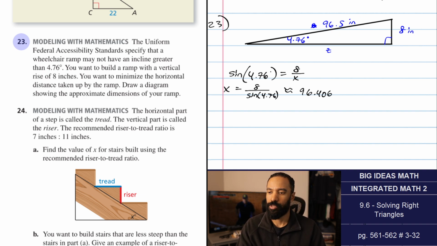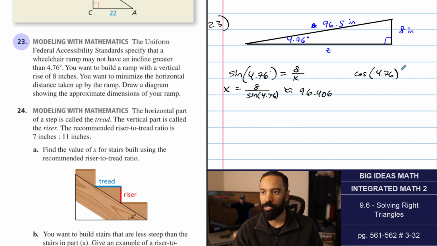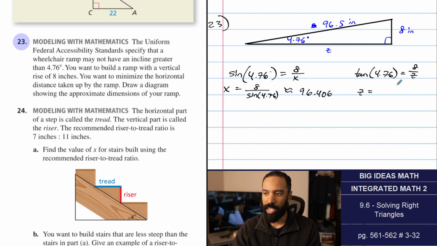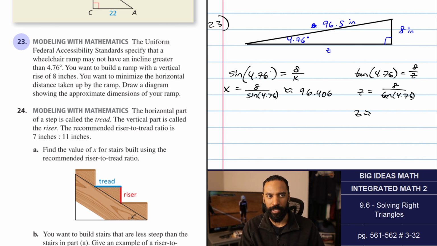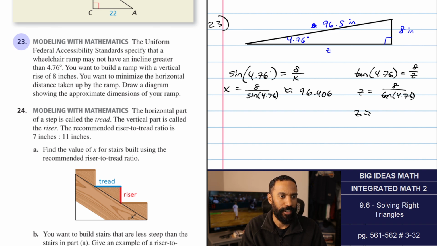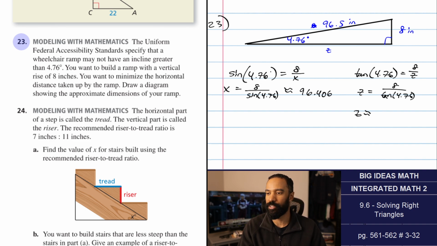Now Z, let's use the same bit. Cosine of 4.76 is Z. No, excuse me. Let's use tangent. Let's use the 8. Tangent of 4.76 equals 8 over Z. So Z is 8 over the tangent of 4.76. And we'll round up here as well at all costs if need be. So Z is about 8 over tangent of 4.76. Wait a minute, something looks way wrong there. Oh, 8 divided by... It's 96.07, so I'll say 96.1. 96.1 inches.